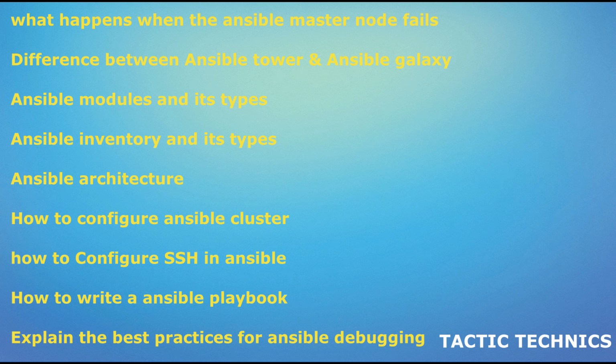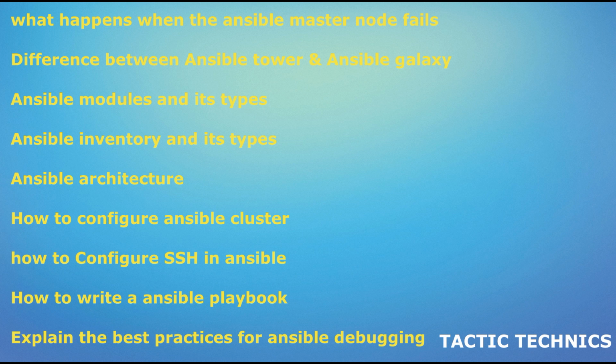In summary, configuring an Ansible cluster involves installing Ansible on the control node, defining the inventory of managed nodes, creating playbooks, configuring SSH, testing the connection, running playbooks, and monitoring and troubleshooting. By following these steps, you can create a flexible and scalable Ansible cluster that can automate complex IT operations with ease. How to configure SSH in Ansible?